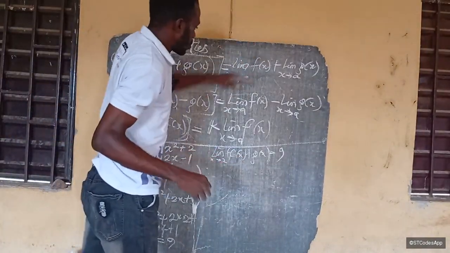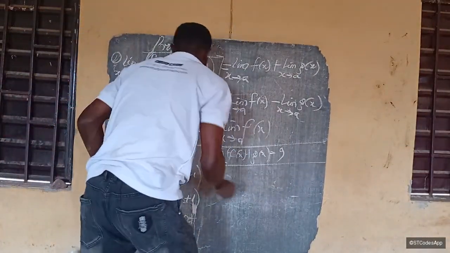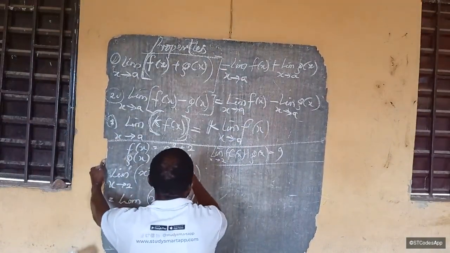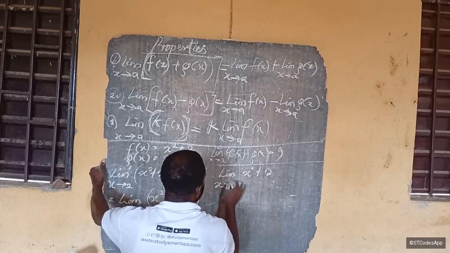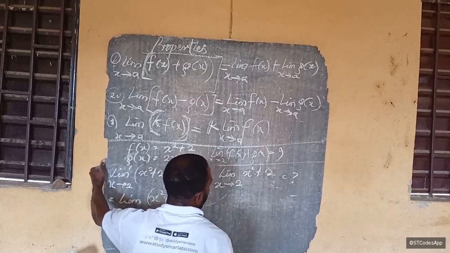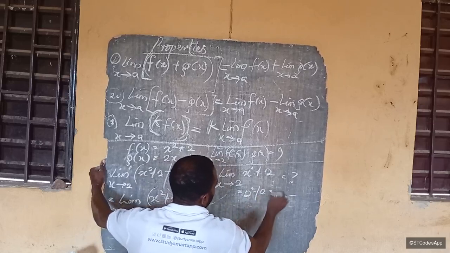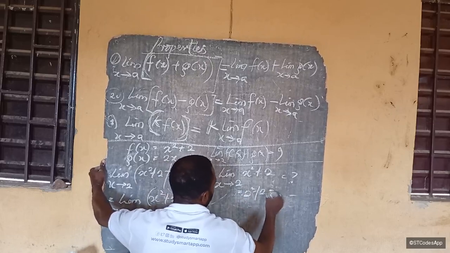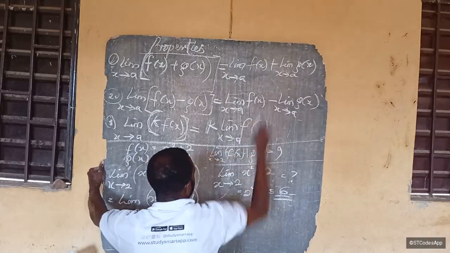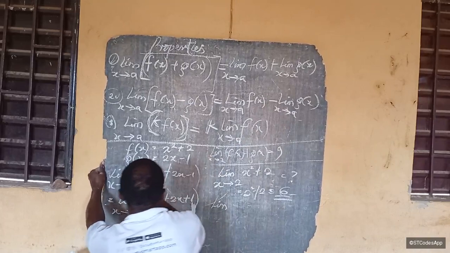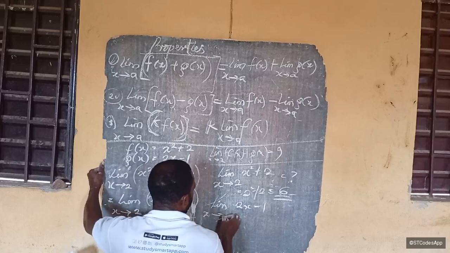The limit of the function as x approaches 2 first. Let's see. What's the function? f of x is equal to x squared plus 2. So the limit of x squared plus 2 as x approaches 2 will be what? If x is equal to 2, let's plug that in, then we have 2 squared plus 2. That will be 4 plus 2, which is 6. Okay? Then for g of x, the limit of g of x is 2x minus 1 as x approaches 2.